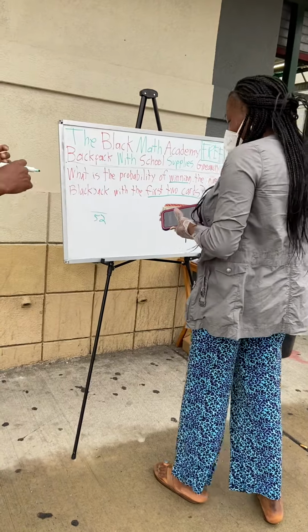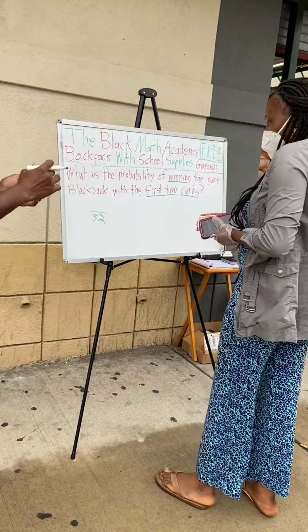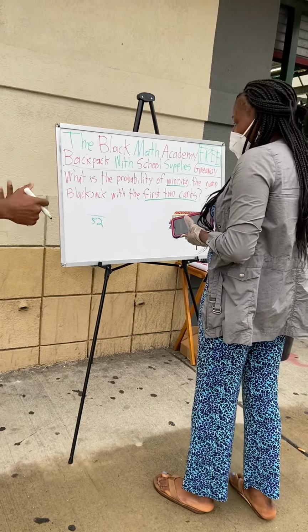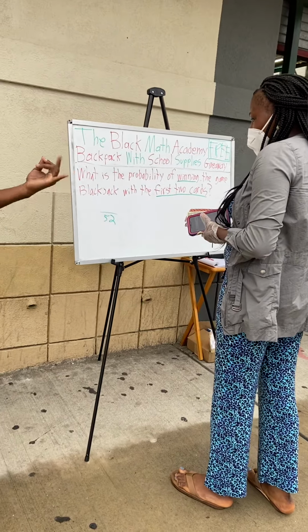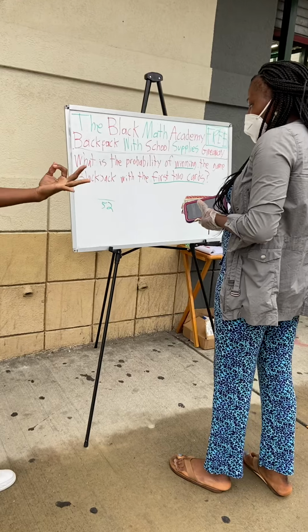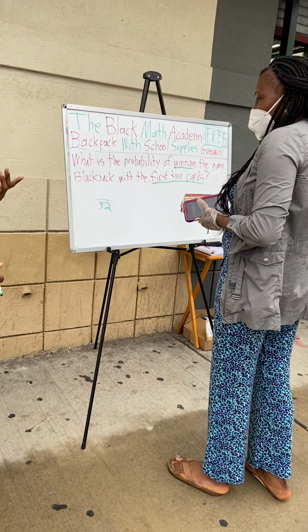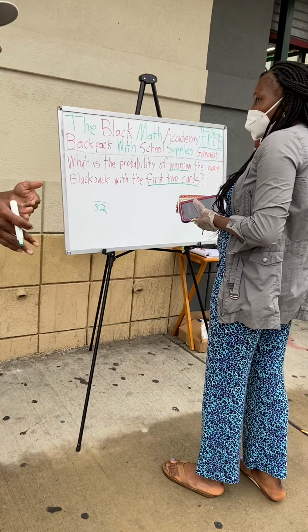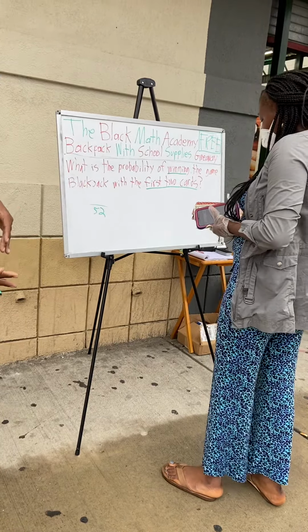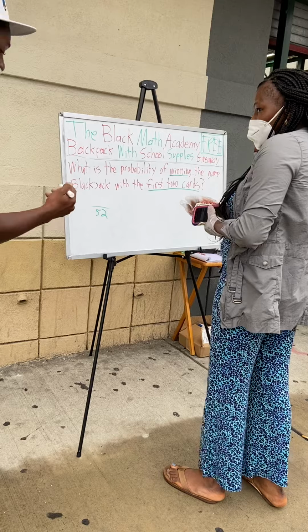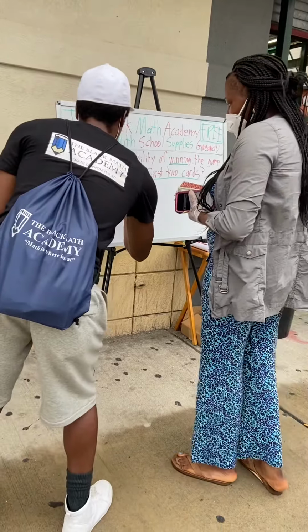Okay, so there are four suits, and each suit has a 10, jack, queen, and king. So there are 4 jacks, 4 queens, 4 kings, and 4 tens. So how many cards is that total? 4 for each one. So 4 times 4, 16. So there are 16 of those.